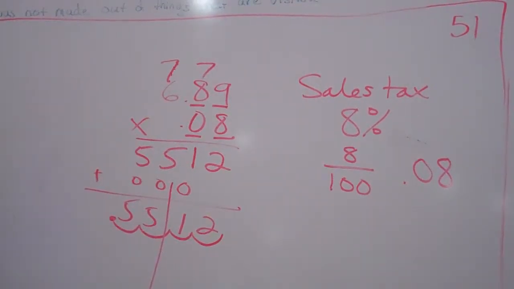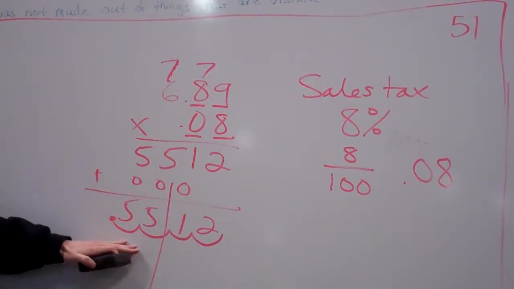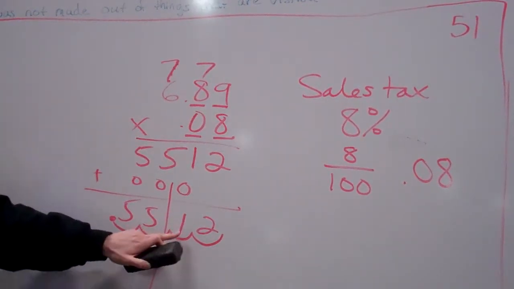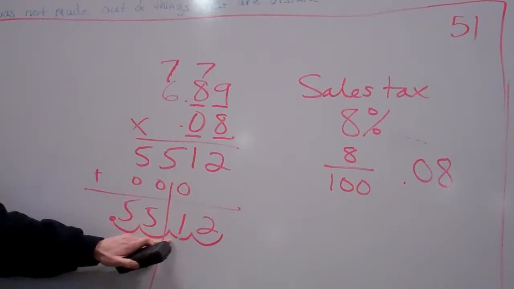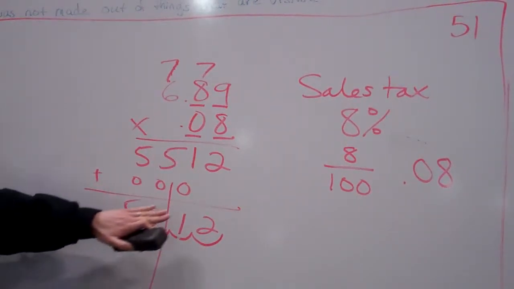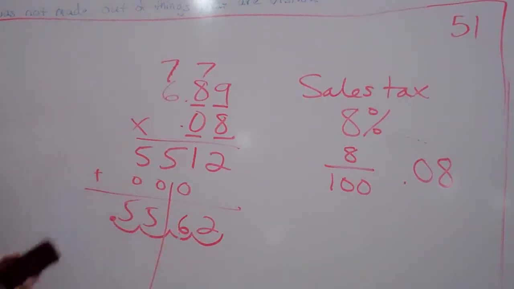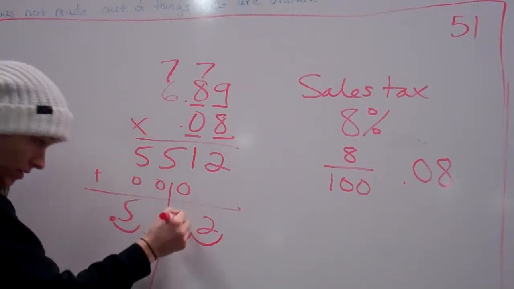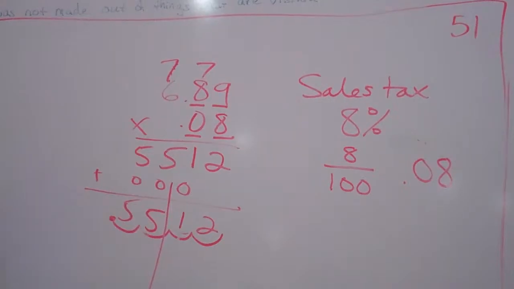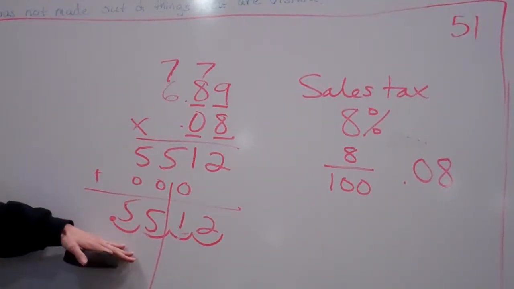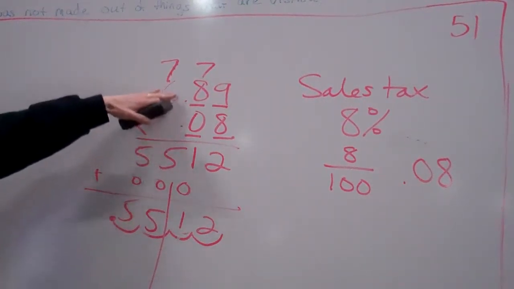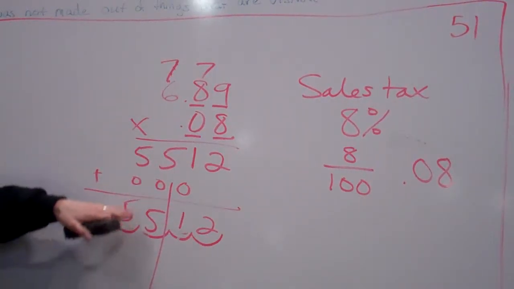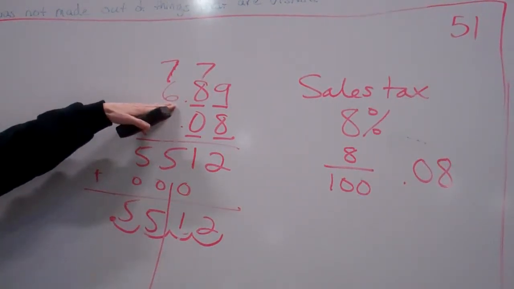Do I need to round my change? Not right there. No, I don't need to. Why? Because this is not 5 or higher. It's 4 or lower. If this was a 5 or 6, I would change this to 56 cents. Does everybody understand? But since it is a 1, I keep it as 55 cents. Now, that's not my total answer. That's just 8% of this. 55 cents is 8% of $6.89.